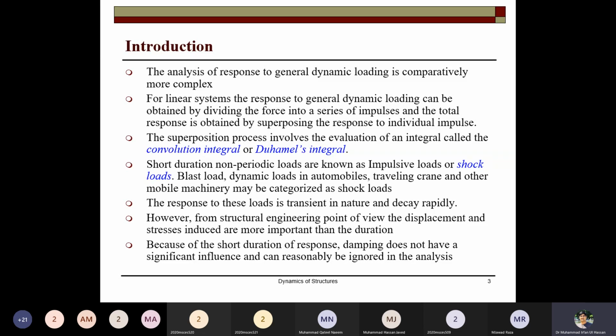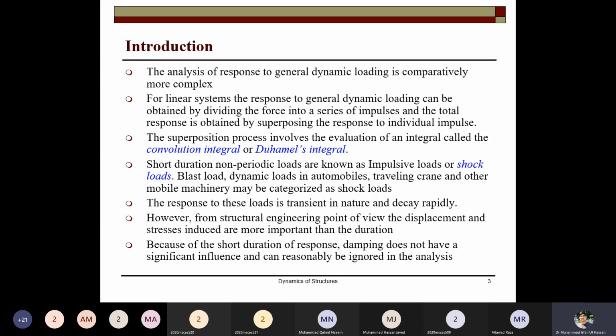For linear system, the response to the general dynamic loading basically is obtained by dividing the force into a series of impulses, and total response is obtained by superposing the response to individual impulse. You know that this earthquake load will also be a complex load, and all other loads are very complex. Now the point is that if the load is not a periodic load and it is a general kind of loading which is changing every time, so how can we compute it? So it is not difficult.